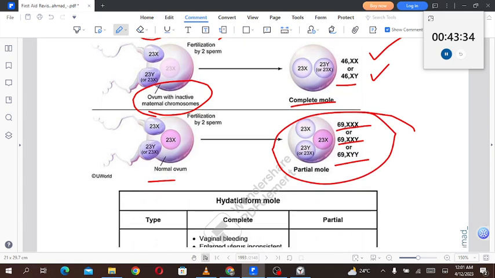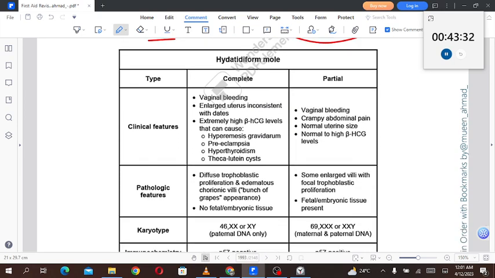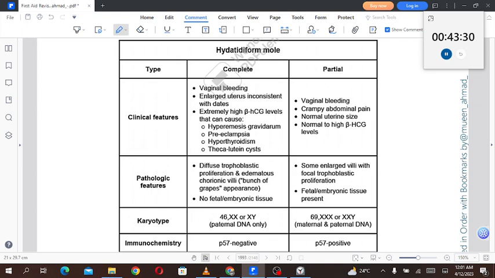Then we have hydatidiform mole. So this is the table from UWorld. For hydatidiform mole, the clinical features include the differences between the complete and partial mole. We will first do the complete ones and then shift our focus to the partial ones. Clinical features for the complete mole are vaginal bleeding, an enlarged uterus inconsistent with the dates, and an extremely high beta hCG level, that is very important.